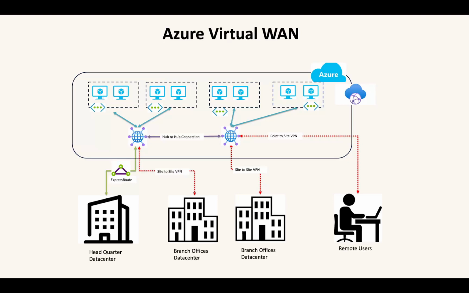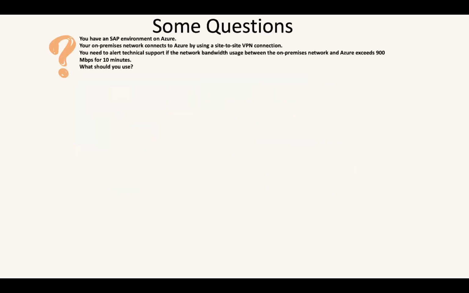Now let's explore some questions related to the topics which we have covered till now. You have an SAP environment on Azure. You have an on-premises network which connects to Azure by using site-to-site VPN. You need to alert technical support if the network bandwidth usage between on-premises and Azure exceeds 900 Mbps for 10 minutes. What should you use? The answer is you should use Azure Monitor.